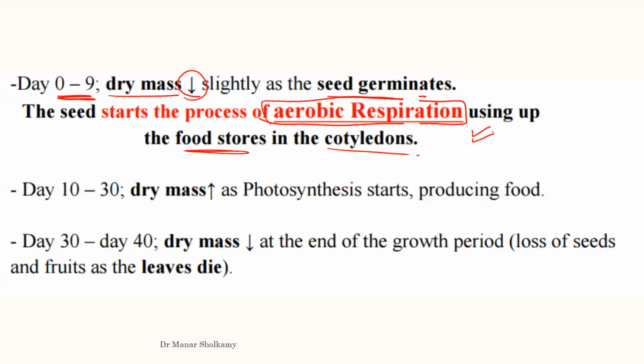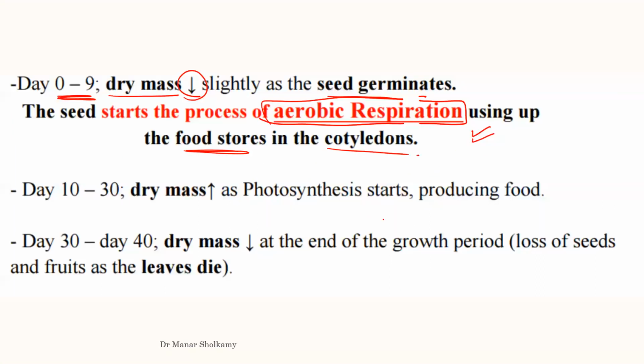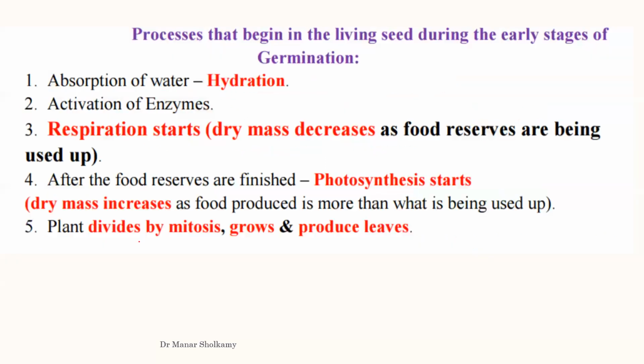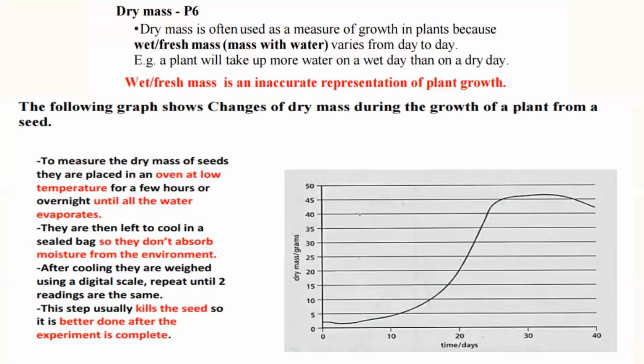And then from day 10 to day 30, let's assume, this is the part where the mass will start to increase. The dry mass will increase because now it will start doing what? Photosynthesis, and start producing what? Producing food. So the mass will increase. And then from day 30 to day 40, this graph normally continues. It will drop again because this is the life cycle ending for the plant, and this is when the plant dies. Okay? This graph, is it clear?